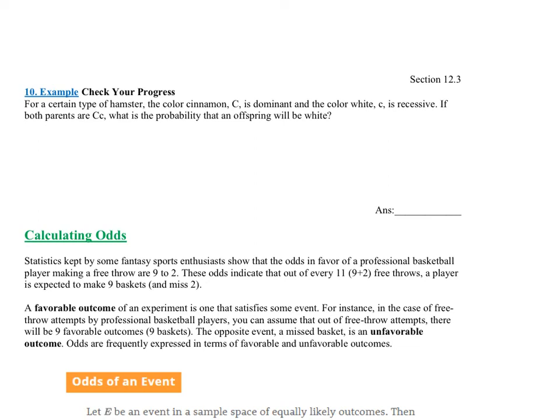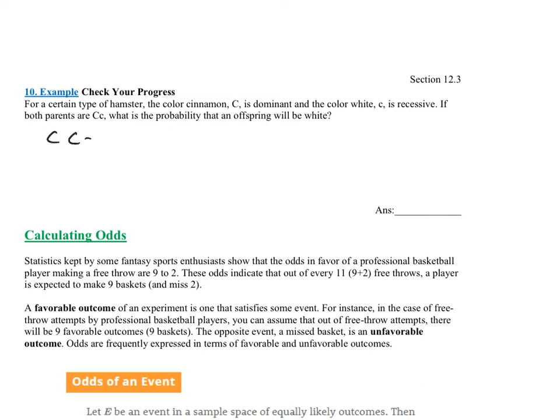Let's try another example of the Punnett squares. It says in a certain type of hamster, the color cinnamon, capital C, is dominant and the color white, lowercase c, is recessive. If both parents are capital C lowercase c, again that would be called a carrier, what is the probability that the offspring will be white? So let's make sure we understand this.